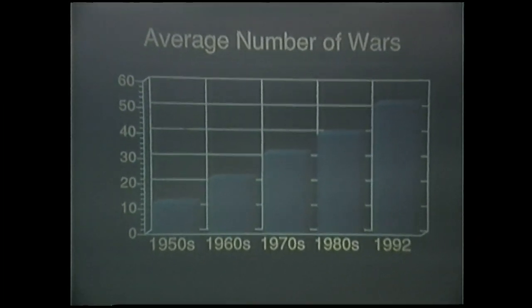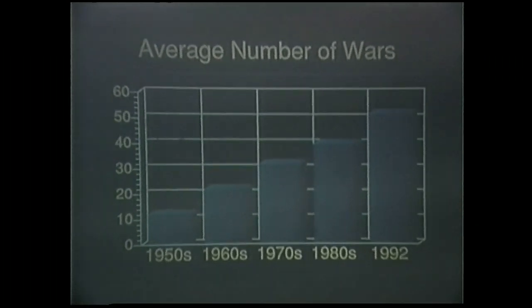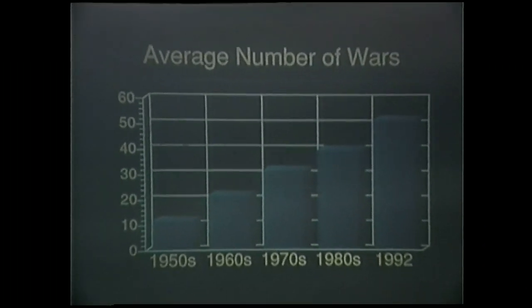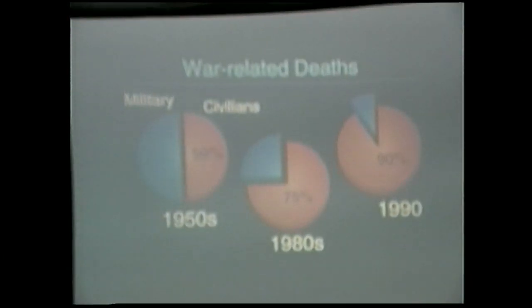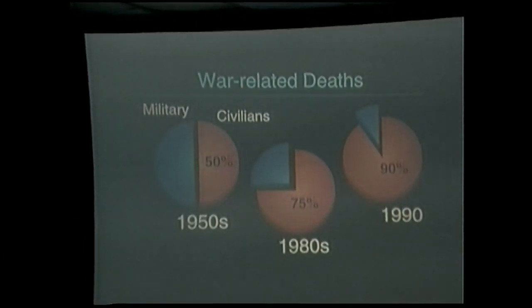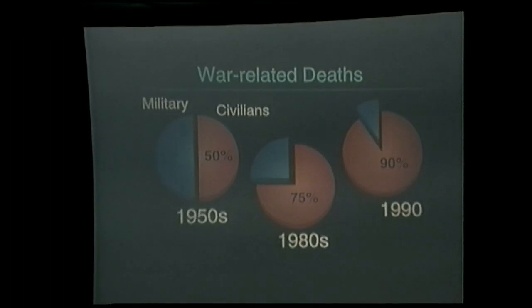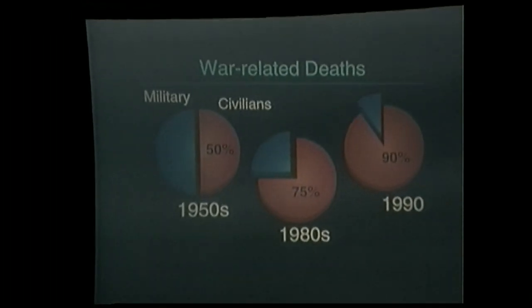By 1992, there were over 50 wars going on in the world, and almost every single one of them a civil war or a local regional one. And these have been particularly nasty ones, involving mainly civilians. We can see that in the 1950s, approximately half of all deaths due to wars were military, half were civilians.